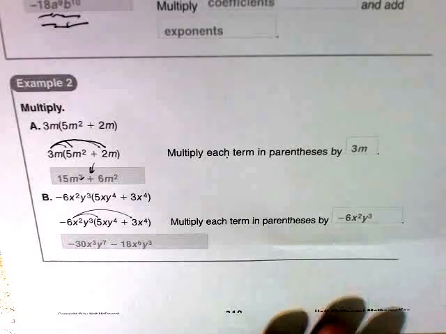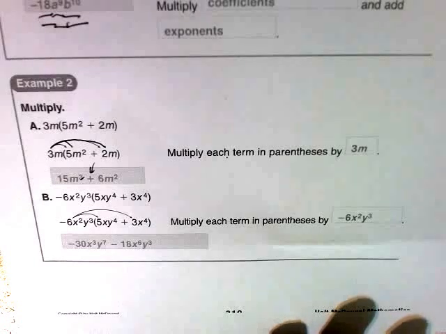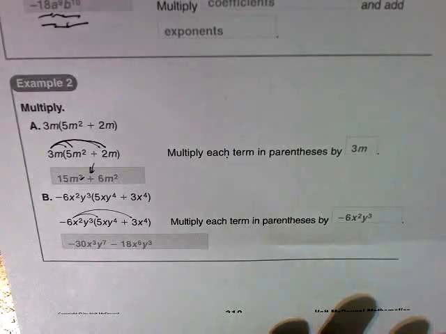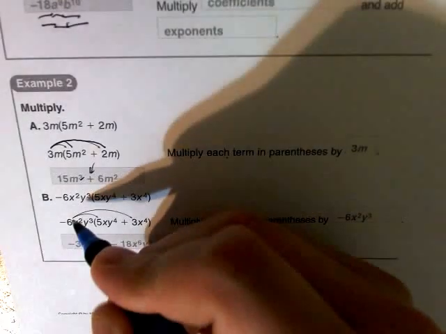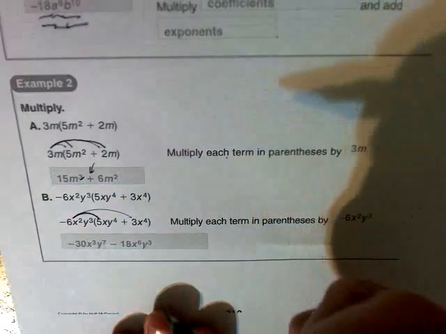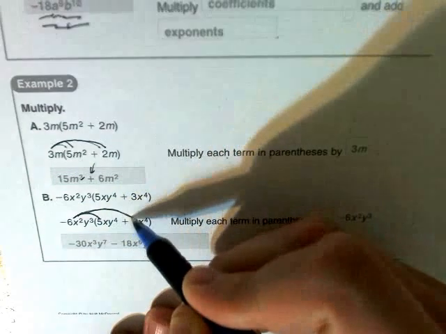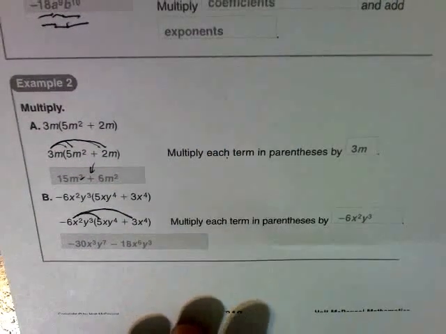Now, as we take a look at question number 2, it says negative 6x squared y cubed being multiplied by the polynomial 5x y to the fourth added to 3x to the fourth. So again, this is more distributive property, me taking what's in front of the parentheses and multiplying it through to the things that are inside the parentheses. So the negative 6x cubed y squared has to be multiplied through to 5xy to the fourth. It also has to be multiplied through to 3x to the fourth.